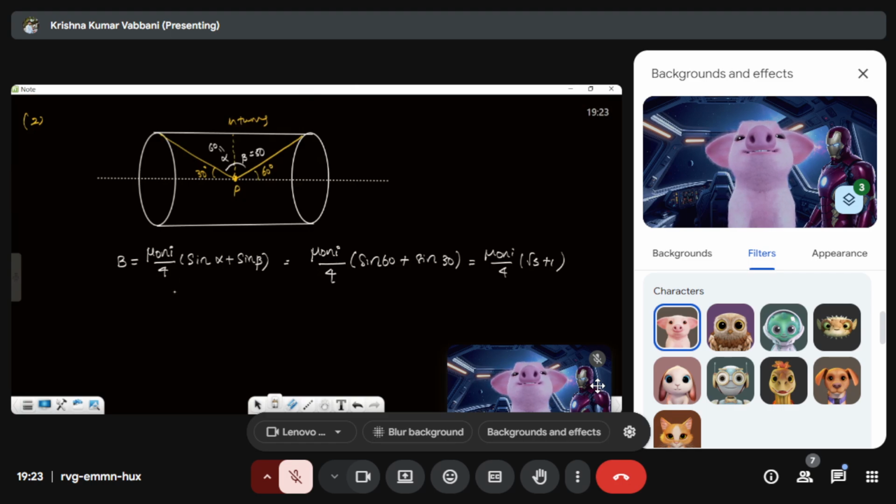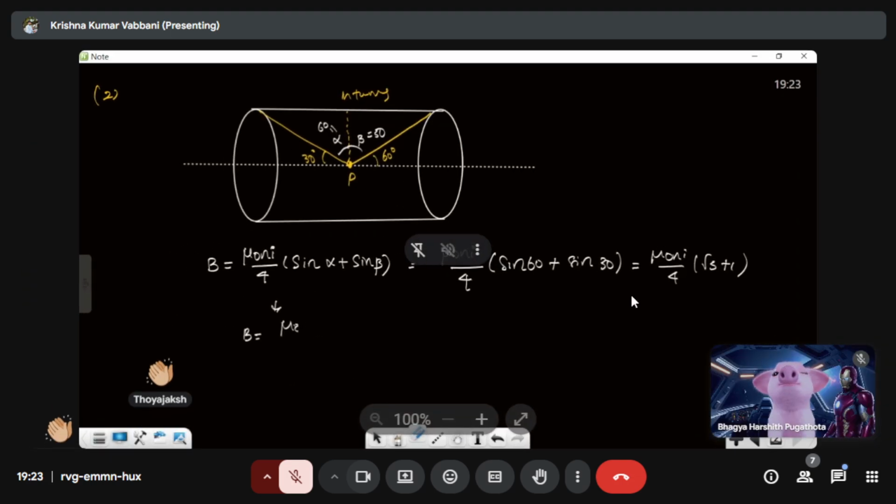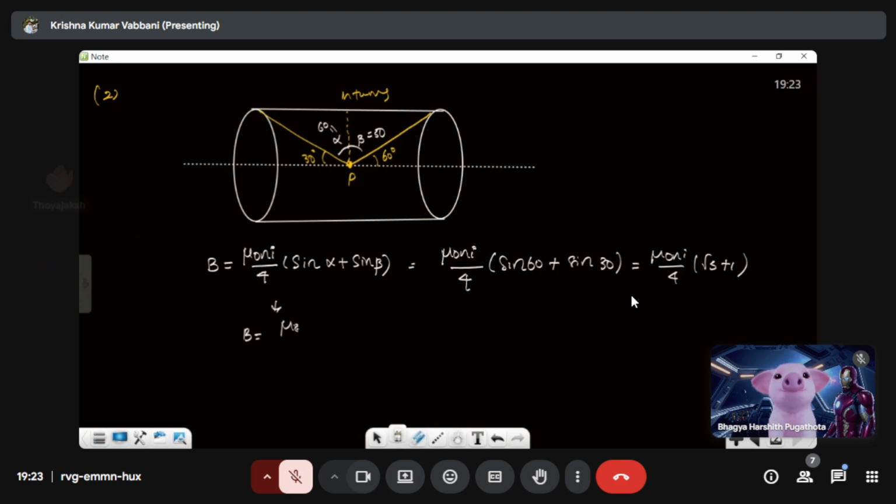See, in which case will this pi come? So B is equal to mu naught Ni, so not Ni. It's mu naught 2 pi Ni divided by 4 pi. And they will give you this value, not 4 pi. It's pi only. So pi and pi, and this is going to be sine alpha and sine beta.